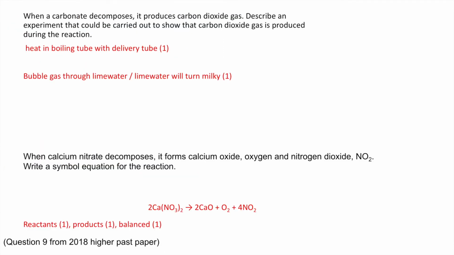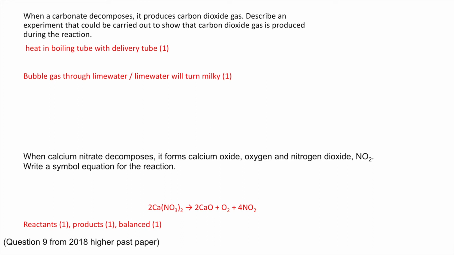When carbonate decomposes, it produces carbon dioxide gas. You have to describe an experiment that could be carried out to show that carbon dioxide gas is produced during the reaction. Now, heating in a boiling tube with a delivery tube, obviously heating the carbonate with a boiling tube and delivery tube to connect it up and to be able to bubble it through lime water to show that carbon dioxide is given off when it decomposes, and to confirm the presence of CO2 gas when bubbled through lime water, the lime water itself will turn milky.